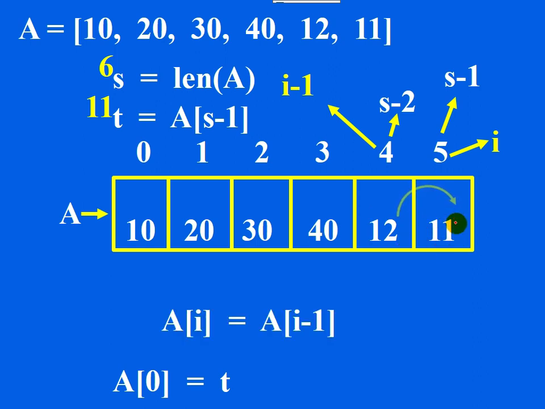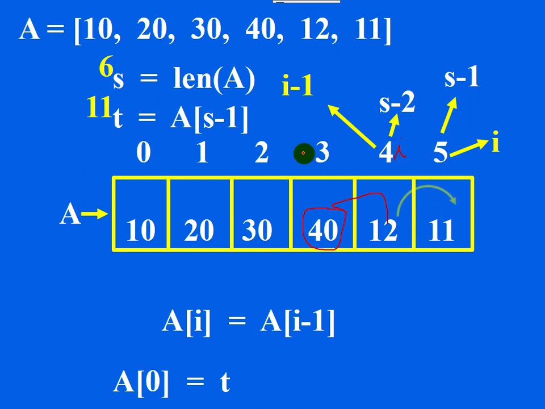So let me write the code. Equal to sign is the assignment operator. So right hand side A of i minus 1 is assigned to left hand side A of i. Now if you want to shift this element by one position to the right, this must be taken as the value of i.